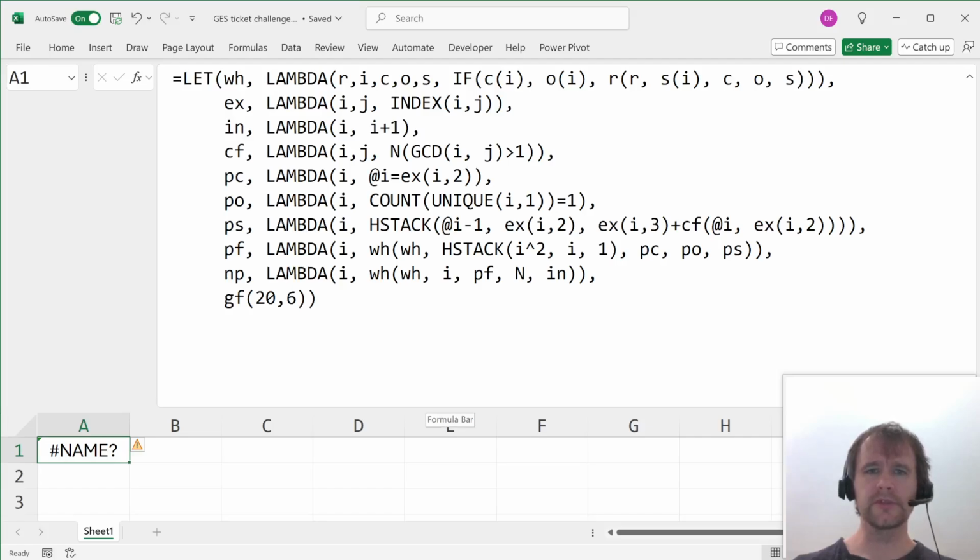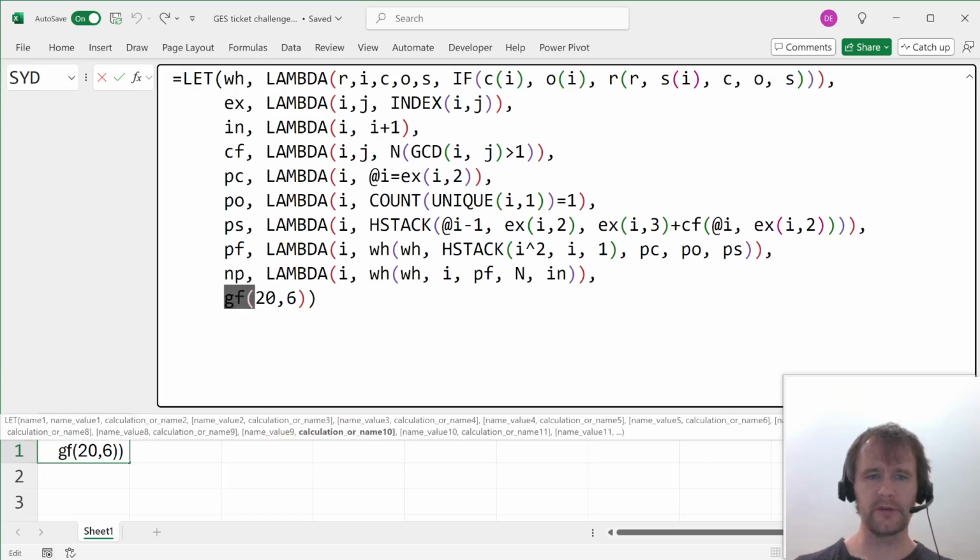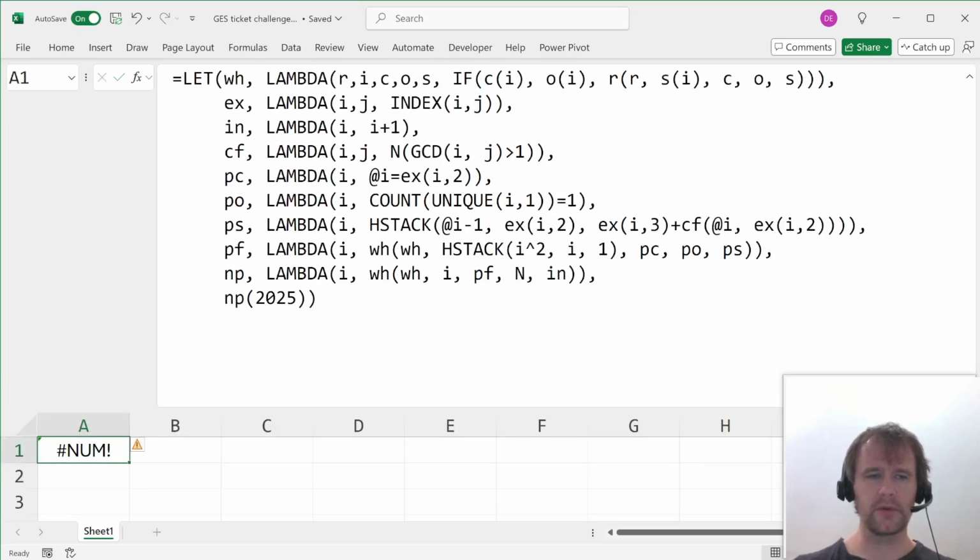Wait, I must have missed a name somewhere. Oops. Oh, sorry. No, I missed the name here because I'm still using GF down here. So let's go back to NP of 2025, which it still won't accept, but now it'll not accept it a lot faster. And that's because this next step is still being super inefficient.